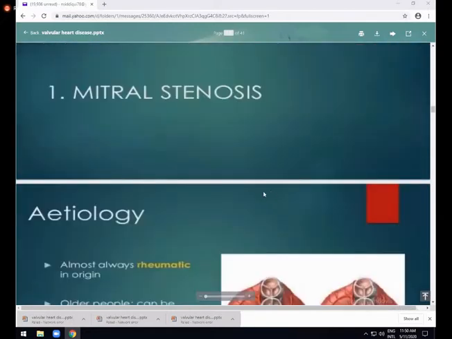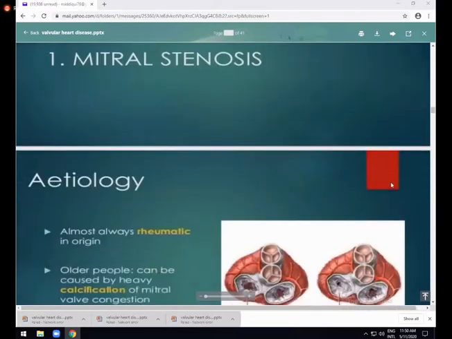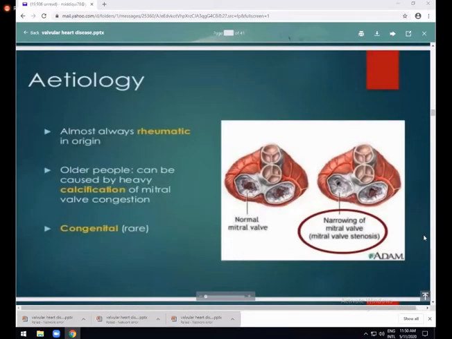The most common pathology which you will see in the wards or in the OPDs in cardiology is mitral stenosis, and the etiology is almost always rheumatic in origin. Usually, rheumatic fever is very common in our society. So most of the time, mitral stenosis in our society is rheumatic in origin.